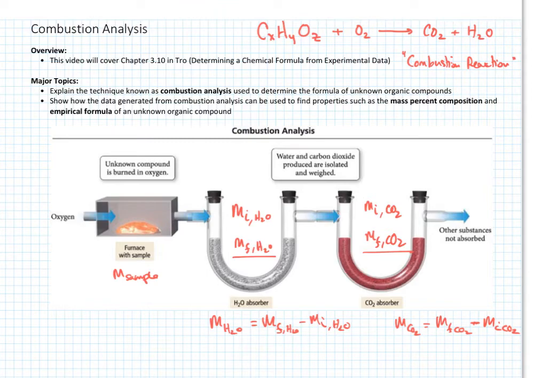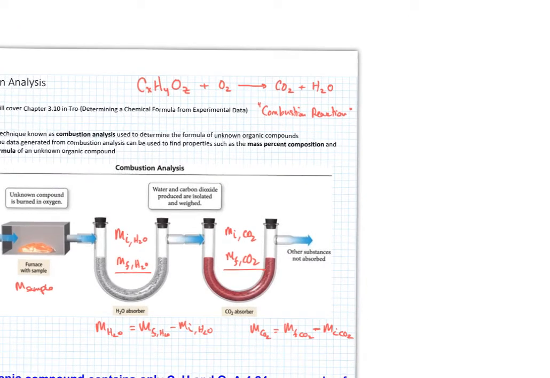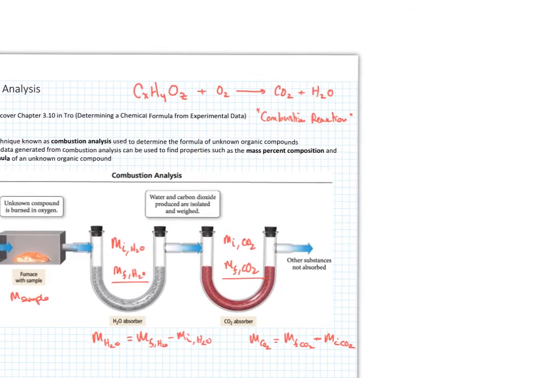Now, how does this help us? The way this helps us is as follows. Because we know the mass of H2O produced in the reaction, I can find the number of moles of H2O.